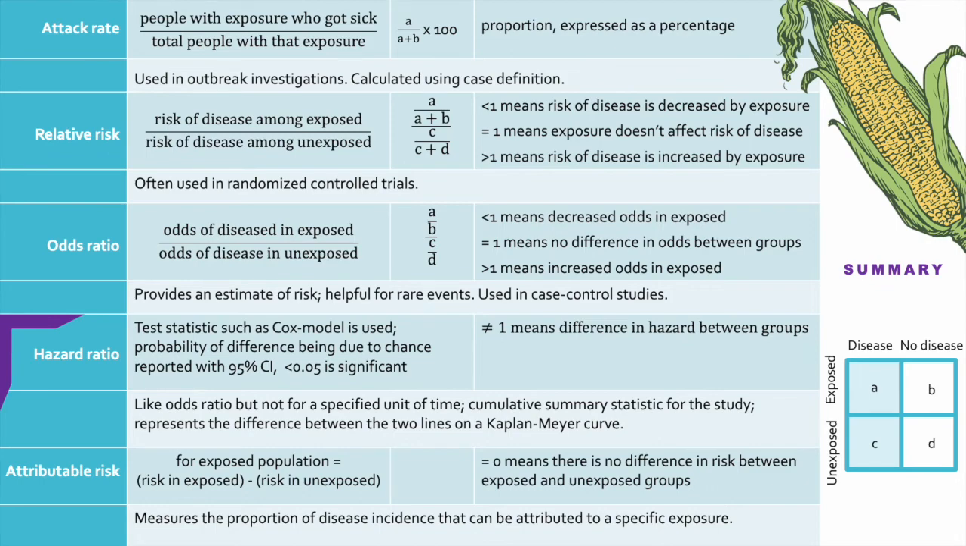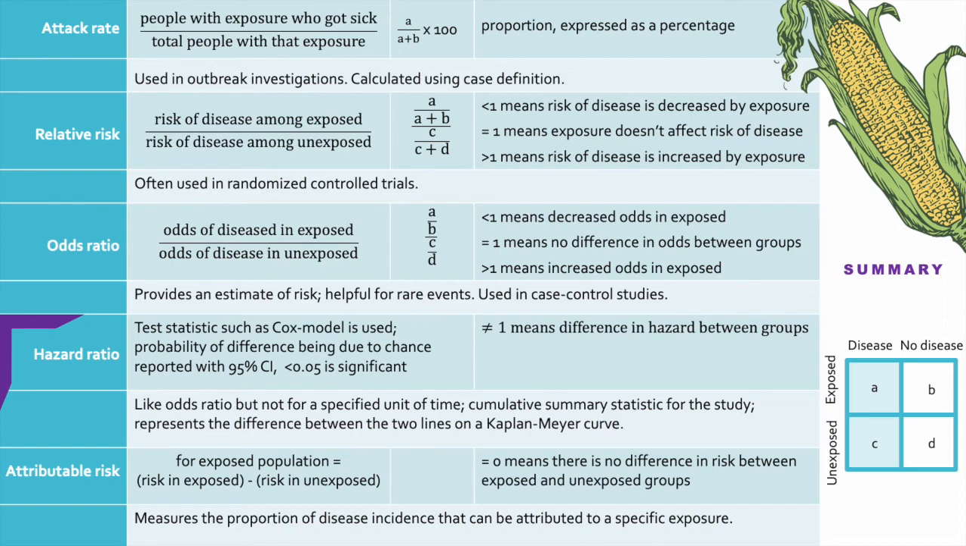Hazard ratio uses a test statistic such as the Cox model. I mentioned some of you may be doing this in biostatistics, or if you take more advanced epidemiology courses, you'll learn how to use software for statistical analyses. A hazard ratio tells us the probability of the difference being due to chance. It's reported with a 95% confidence interval, and a p-value less than 0.05 is considered significant.